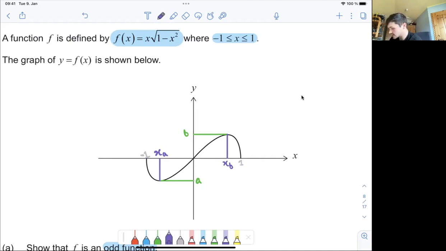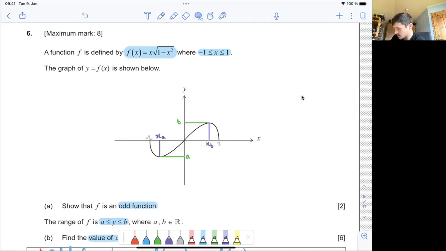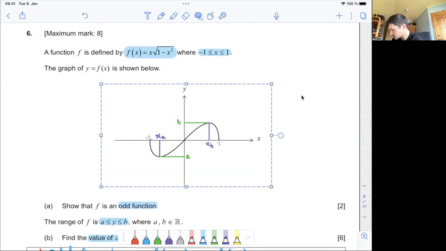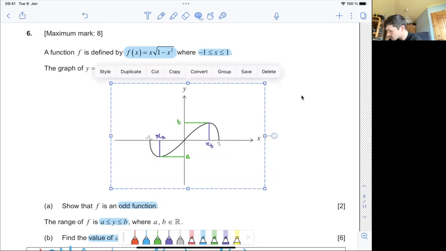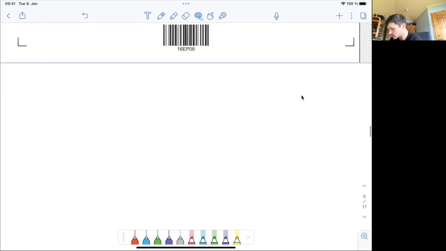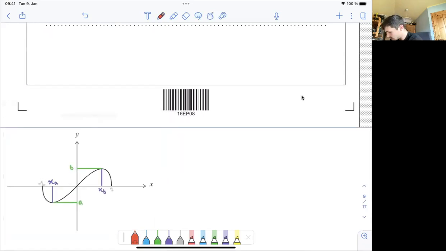All right, so let's copy down our diagram. Let's copy this down, a slightly nicer picture. We'll go to a new page, bring that there, and we'll say part B. And so we're trying to find the values of a and b, and f(x) is equal to x multiplied by the square root of 1 minus x squared.